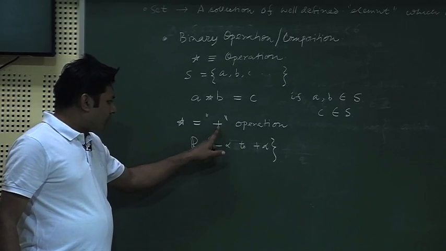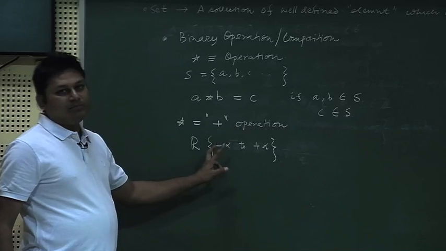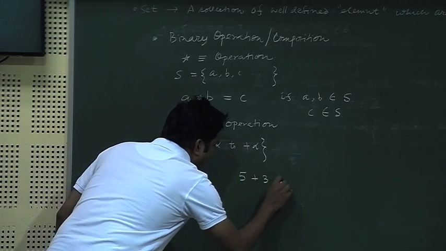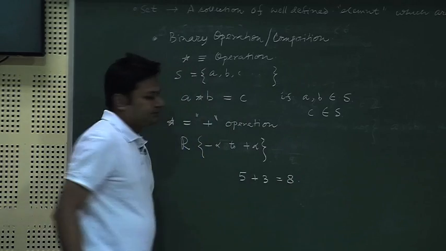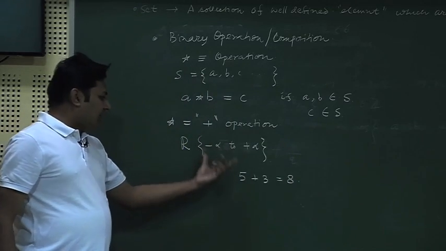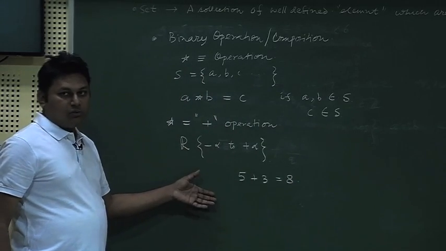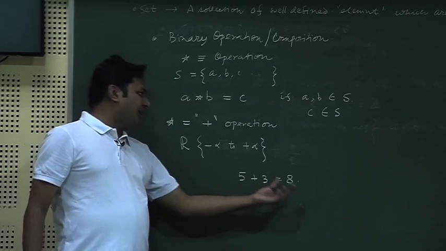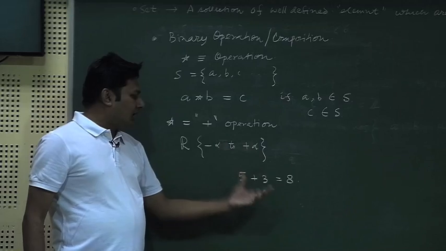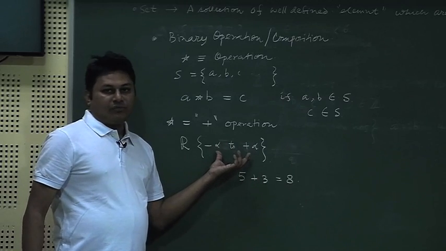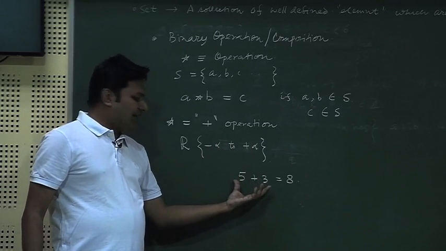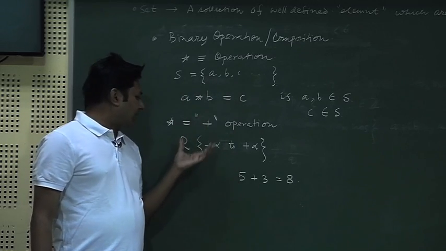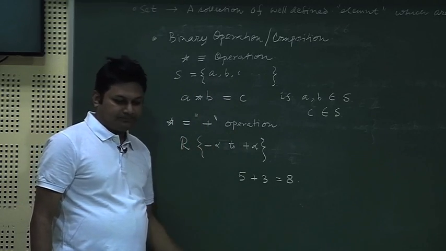If I now operate this plus operator over any two elements, for example 5 plus 3, it will give me 8. If you do this exercise for whatever elements you like, you will always find that the result I get after applying the binary composition is an element of R. So, this is a valid binary operation when the set is defined as my real number set.